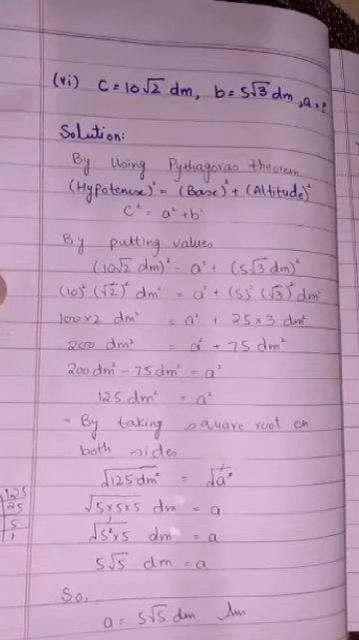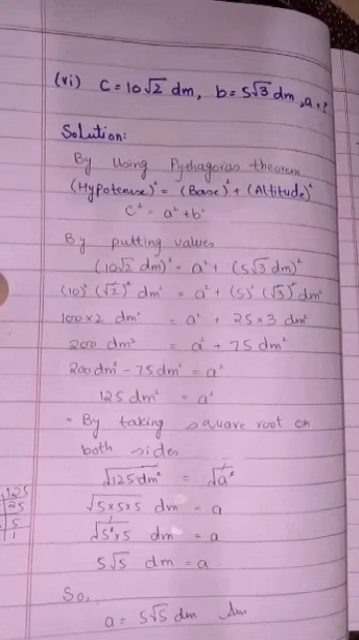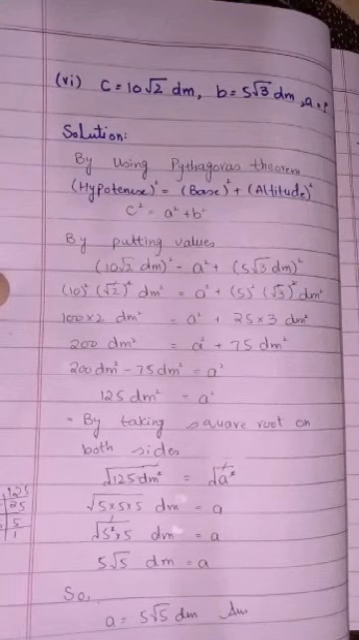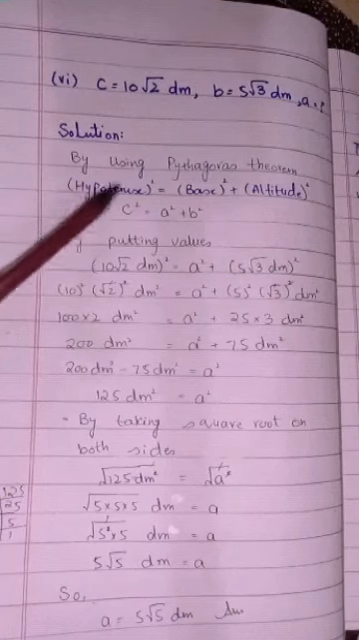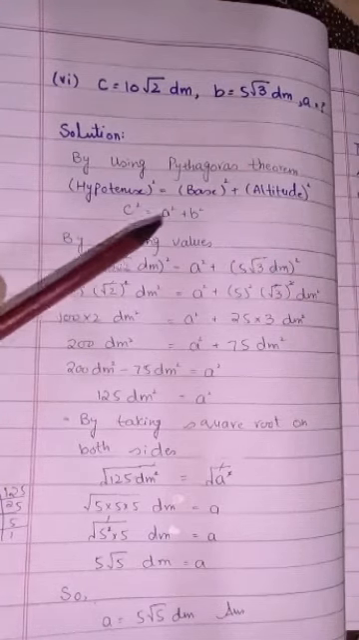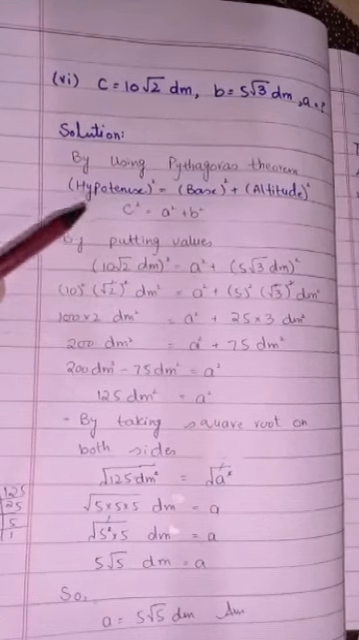c is equal to 10 square root 2 dm. dm means decimeter. b is equal to 5 square root 3 dm, and a is unknown to us. We have to find out the value of a by using our Pythagoras theorem. Let's begin our solution. Hypotenuse square is equal to base square plus altitude square. c² is equal to a² plus b².